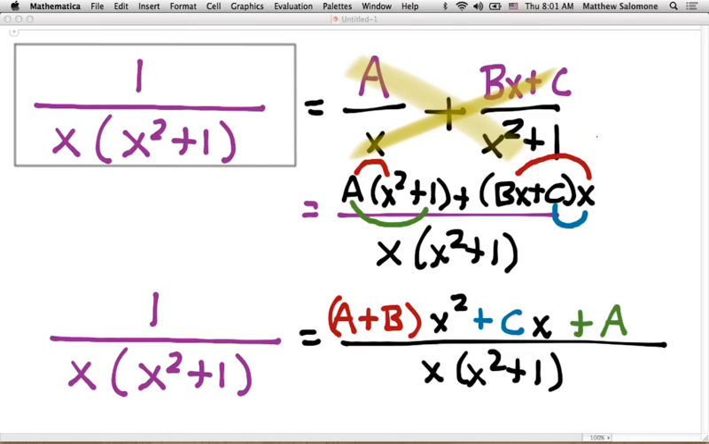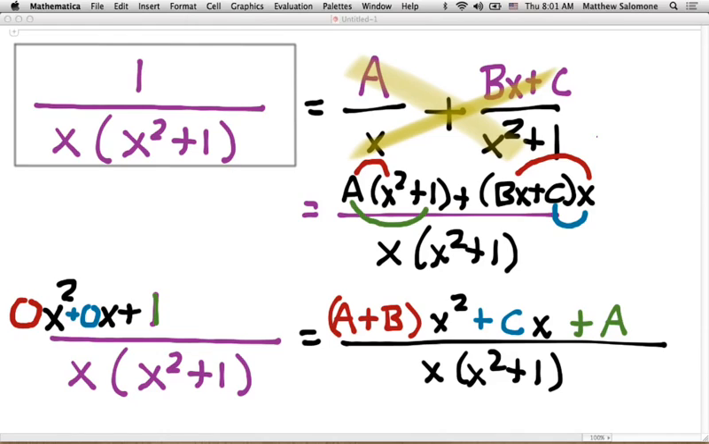Reading across the numerators, what is our system of equations this time? Or maybe I should say it this way. What is the coefficient of x squared on the left-hand side? 0. There are no x squareds on the left-hand side. What's the coefficient of x on the left-hand side? Also 0. We don't have any x's by themselves on the left-hand side. And then the constant term is 1.